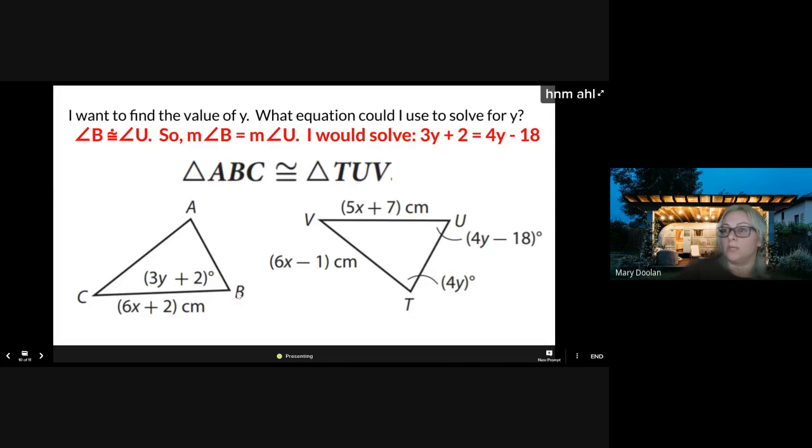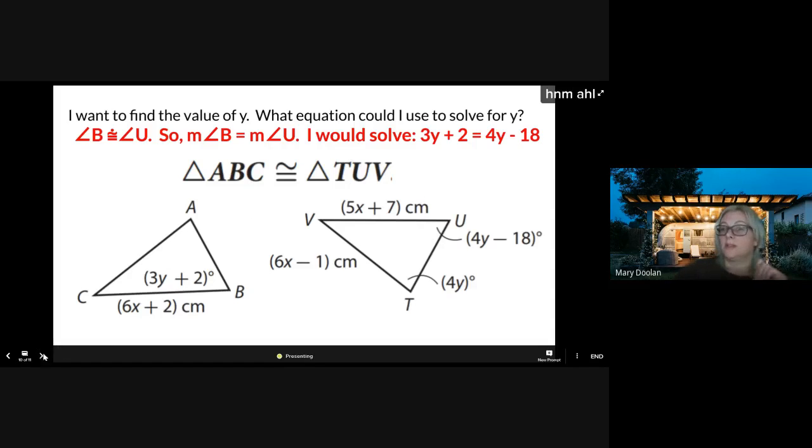So angle B, you can see this little degree mark right here on angle B, is 3y plus 2. And angle B we know is congruent to angle U, and there's a little line showing me that this angle measures 4y minus 18, and it's a degree. So these are the angle measures. Since those two angles are congruent, their measures are actually equal. So if I want to solve for y, I would take those two expressions, 3y plus 2, 4y minus 18, and just set them equal to each other because I know they're equal to each other because they are congruent angles.